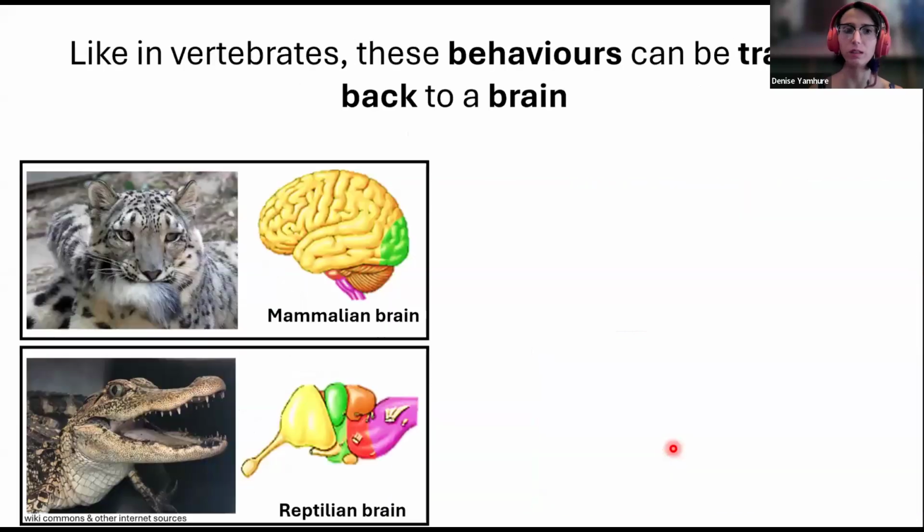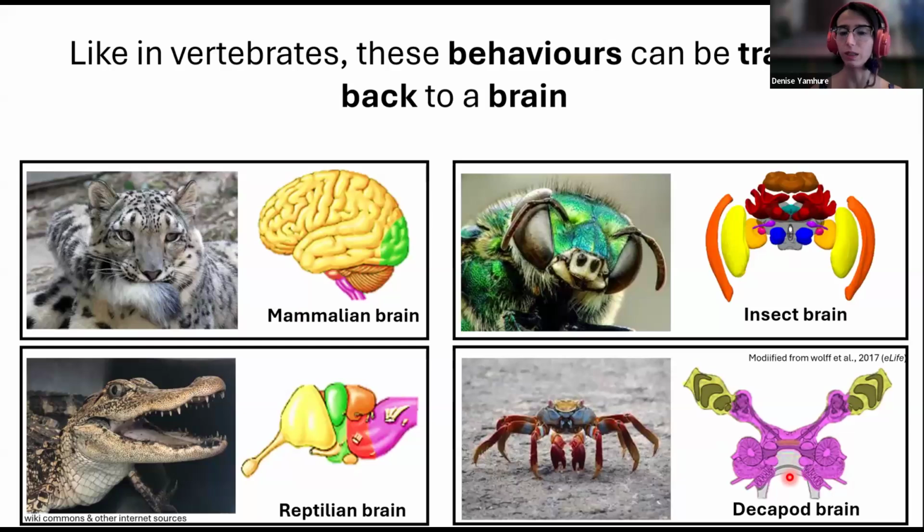And this diversity, such as in invertebrates, can be traced back to the brain. All of these behaviors are controlled by the brain. What we're seeing here is a representation of a mammalian and a reptilian brain with different color codes, which represent different brain regions that we know are associated with either a sensory modality or a cognitive process. And analogous to these brains, we have the brains of arthropods, such as an insect brain or a decapod brain, which also has different compartments that are specialized for different functions. And it is this separation of compartments that allows us to understand and explore how behavior and brain are correlated.